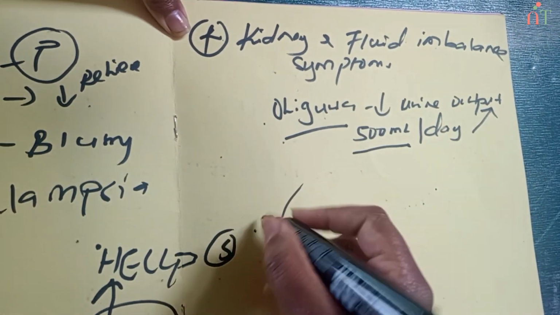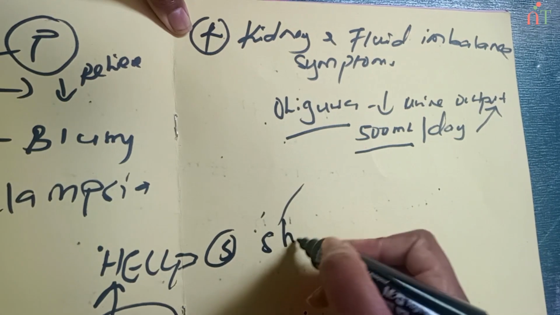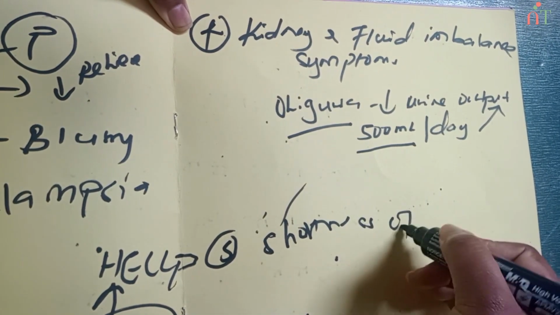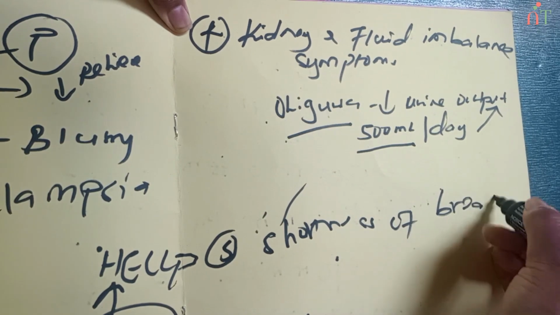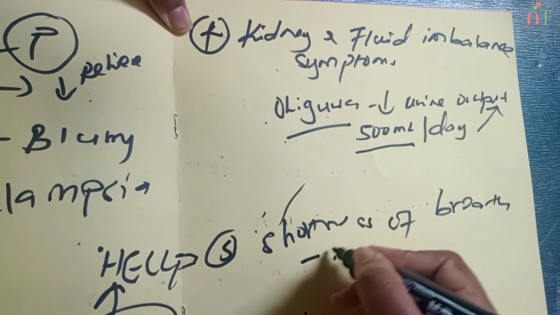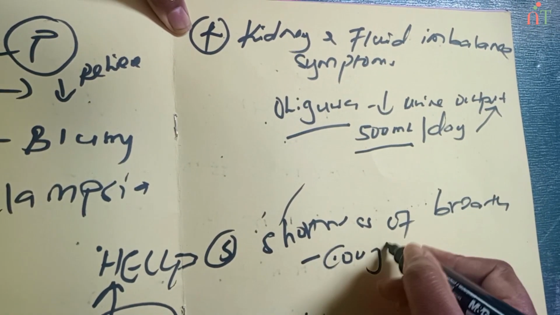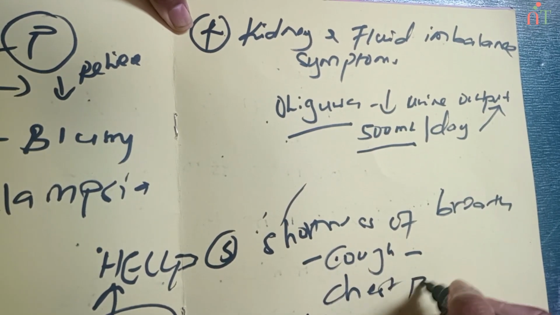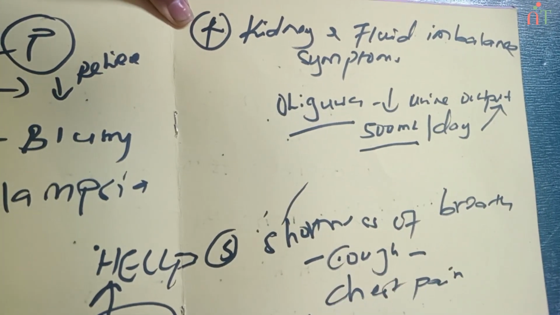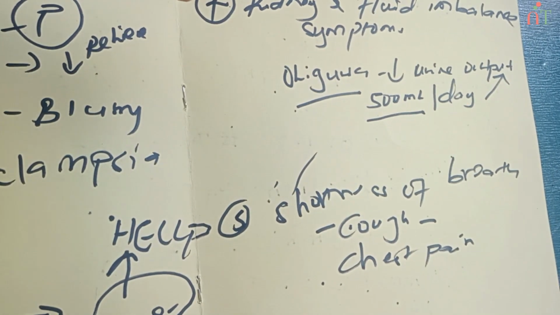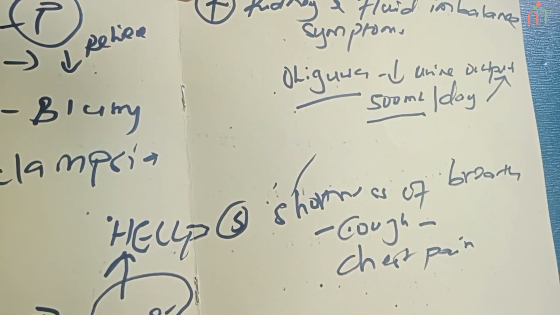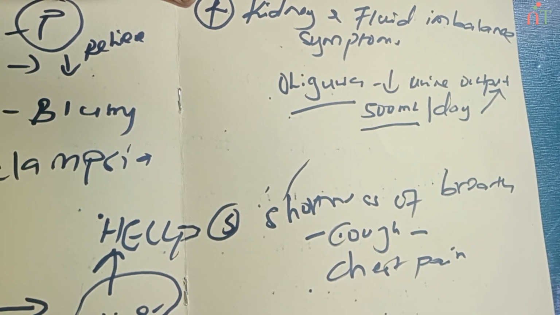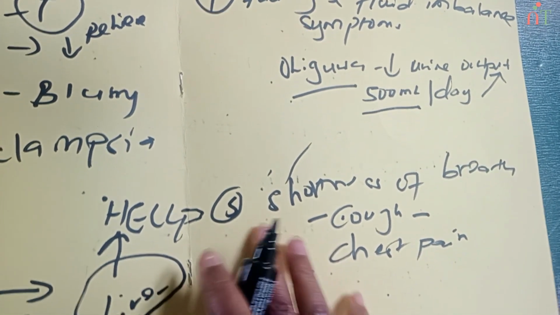Also, shortness of breath, and they can come to you having maybe coughs, or they have chest pain. Please don't ignore this, because it is a good indication of preeclampsia. So those are the symptoms of preeclampsia.